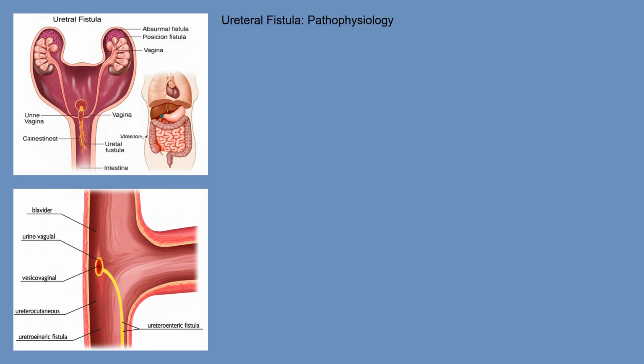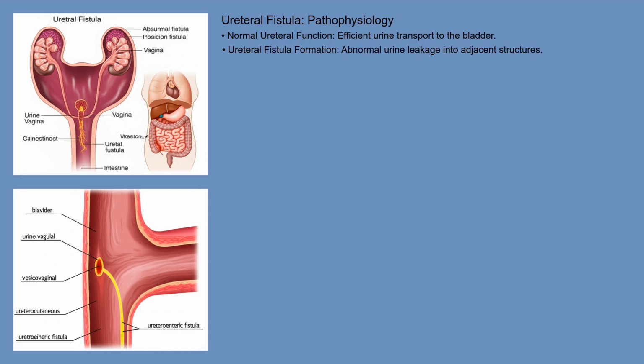To understand the effects of a ureteral fistula, we need to understand the underlying pathophysiology. Normally, the ureter efficiently transports urine to the bladder. When a fistula forms, urine leaks from the ureter into adjacent structures. This abnormal urine leakage can irritate and damage surrounding tissues. Depending on the location of the fistula, urine may leak into the vagina, a vesicovaginal fistula, the skin, ureterocutaneous fistula, the intestines, ureteroenteric fistula, or other nearby organs.